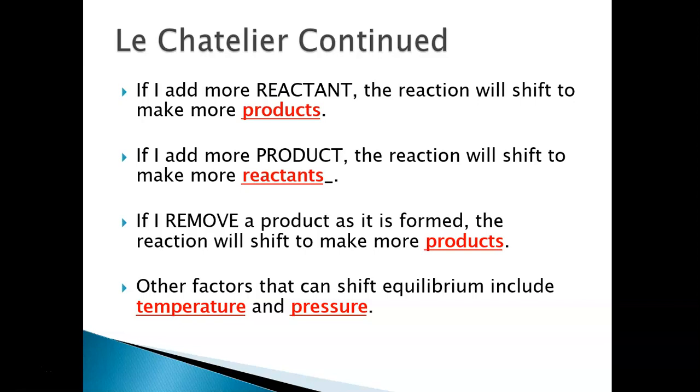If I add more product to a reaction at equilibrium, all of a sudden I have too much product, so the reaction is going to shift to make more reactants. Now, a really common thing to do is to remove a product as it's formed, okay? So as soon as the reaction reaches equilibrium, the products keep being taken away and taken away and taken away. And this is going to cause the reaction to continually shift to make more products. That's really beneficial if what we're trying to do is create as much product as possible. Now, other factors that can shift equilibrium include temperature and pressure. So we're going to examine the effects of those in just a moment.